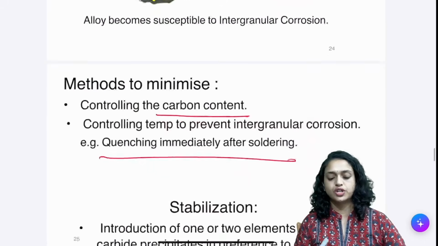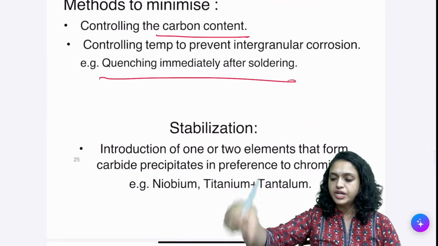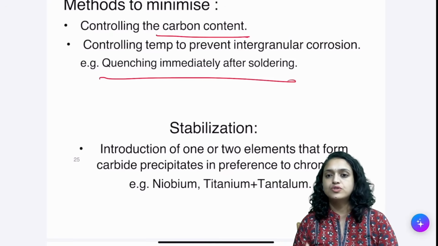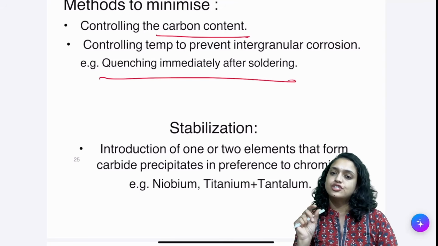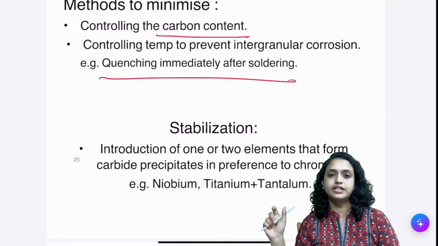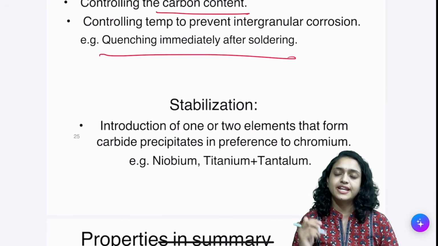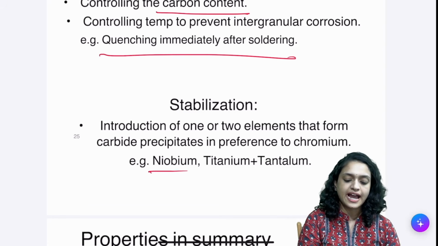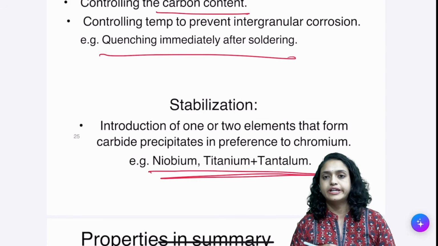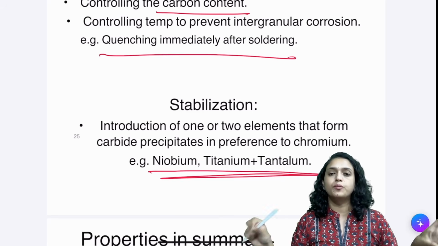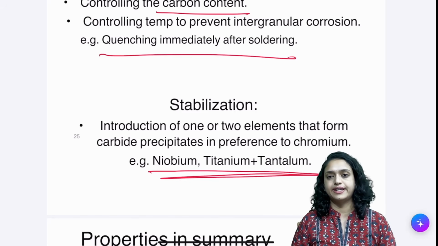So if you quench the material after soldering, immediately you put it in water, you can control the temperature. You can reduce the temperature so that it does not reach 400 to 900 degrees. So these are the methods you can use. There is another method, like I said, adding other metals like titanium, tantalum, and niobium, so you can prevent chromium and carbon from reacting.